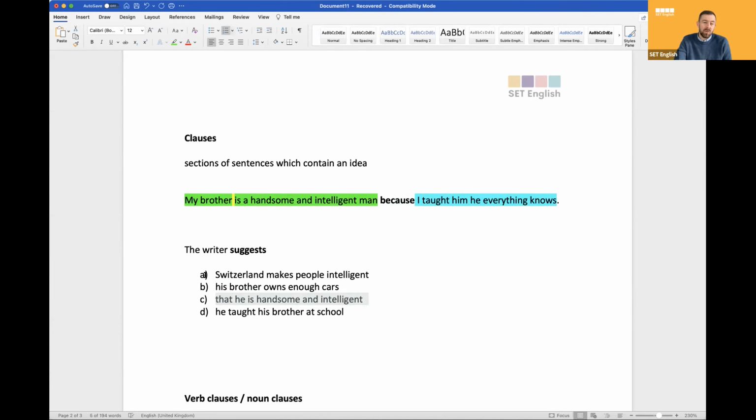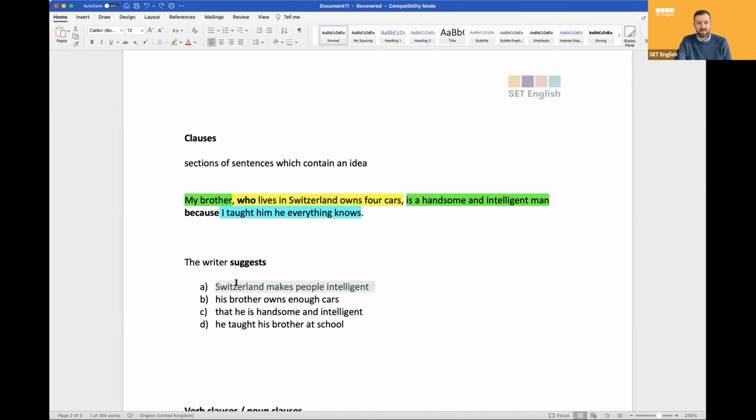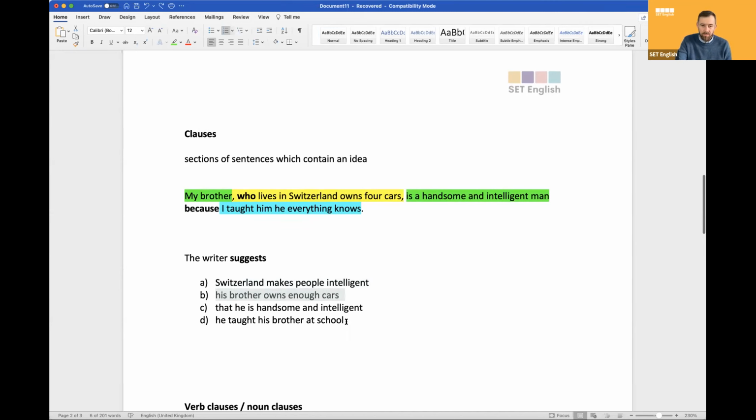Okay, and you can also use elimination, even though it mentions intelligence and Switzerland. It doesn't say that it's Switzerland that does that. In fact, it's him who does it. Even though he does own 4 cars, you might think that's enough cars, but it's not. And it says nothing about school, even though it does mention he taught his brother. So for me, that's a really clear example of how it works.